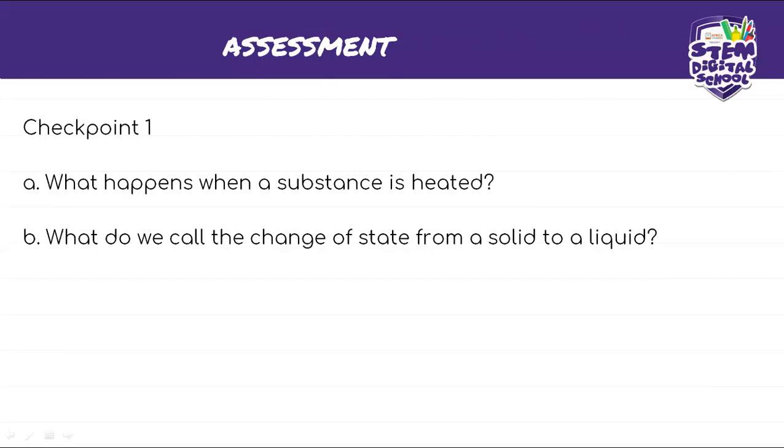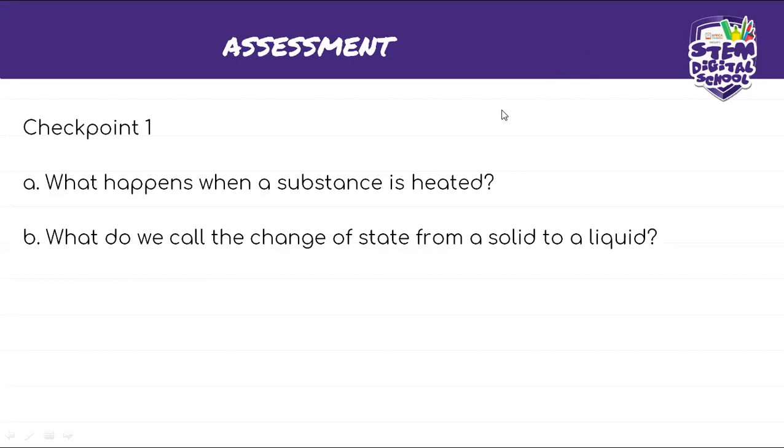Okay. So keep your answers. That is checkpoint one, A, is 2 marks. What do we call the change of state from a solid to a liquid? Bring your answers before we move to the corrections part. Okay, I can see that. That's very good. Keep it up.